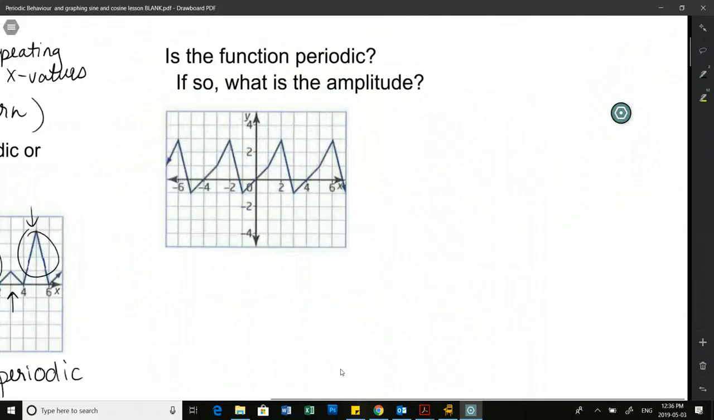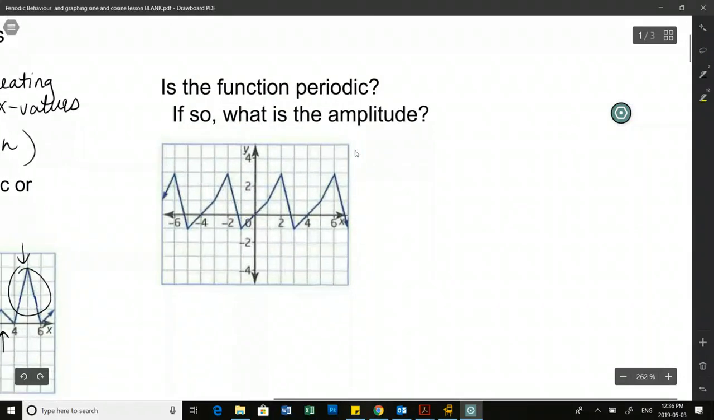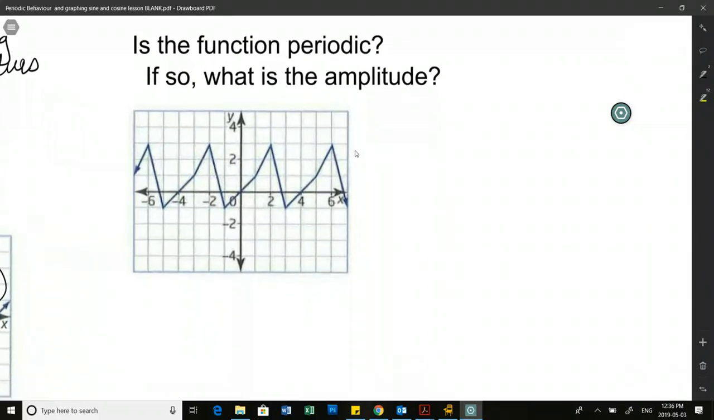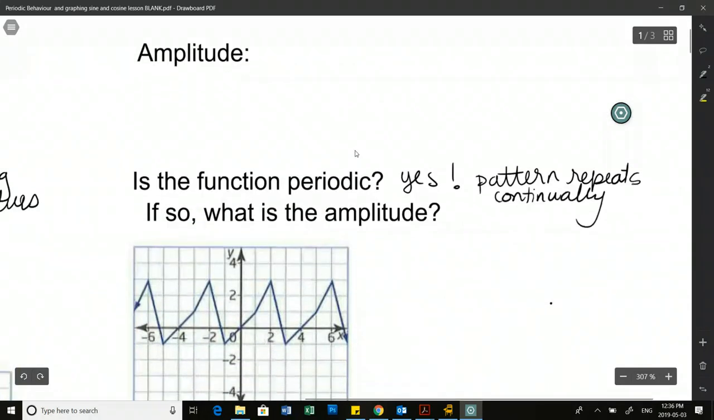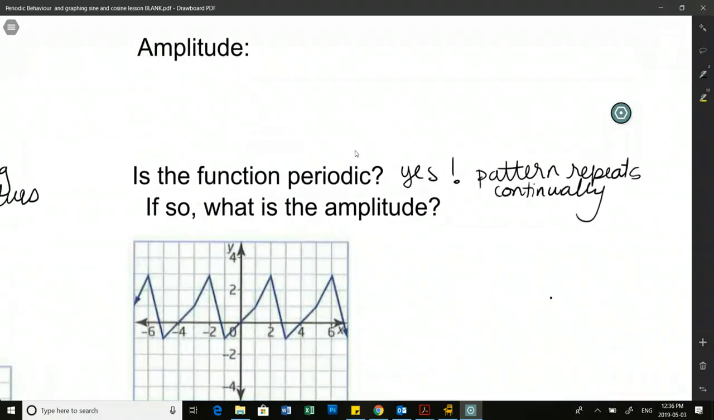Okay? All right, so firstly, is our function below periodic? The pattern repeats, we can see that visually, so that would be a yes. So essentially what we're looking for is a continual repeating pattern. Okay, amplitude. Oh, I missed our definition of amplitude up here. Oops. Okay, so yes, it's periodic.